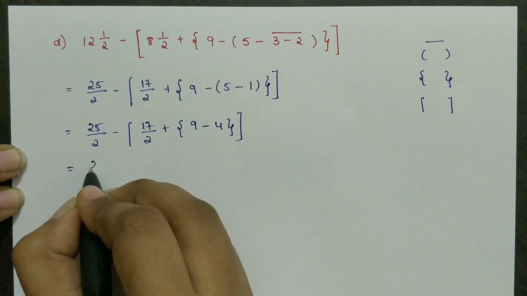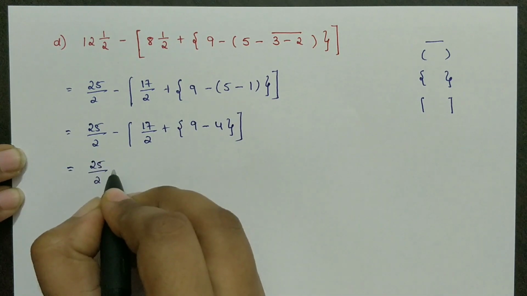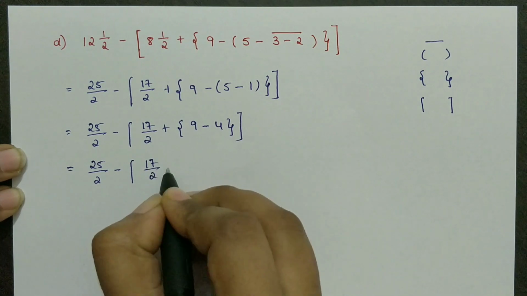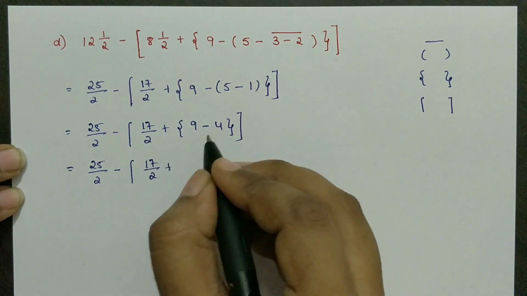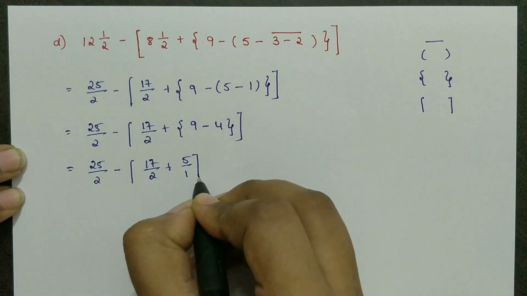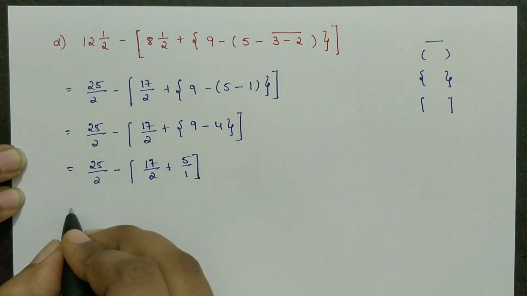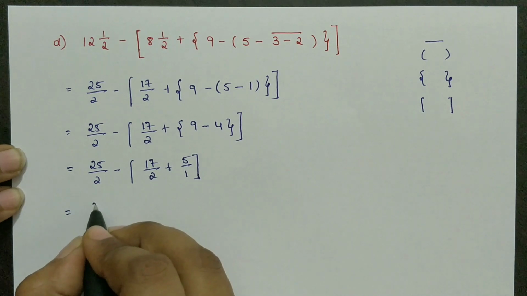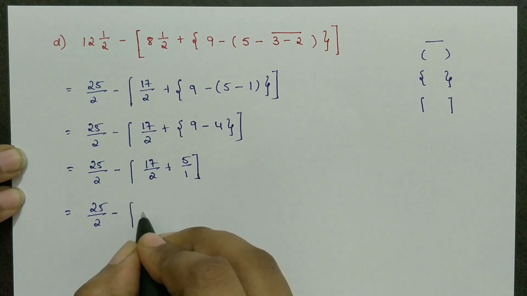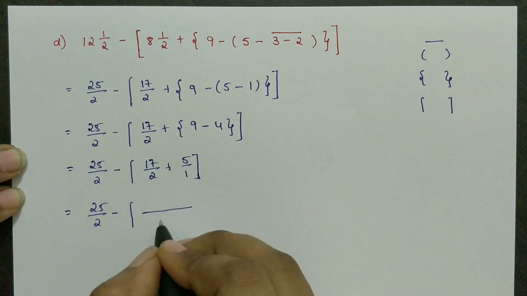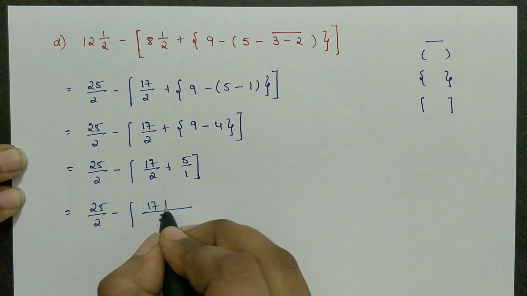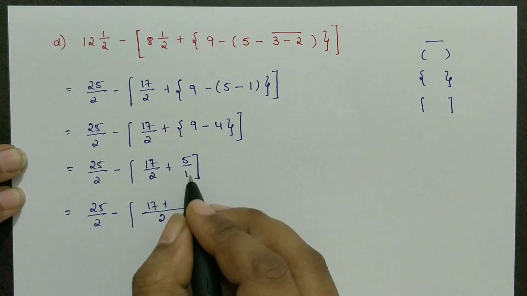Equal to 25 by 2 minus 17 by 2 plus 9 minus 4 is 5. Close the bracket. Equal to 25 by 2 minus: LCM of 2 and 1 is 2. 2 goes 1 time, 1 into 17 is 17, plus 1 goes 2 times, 2 into 5 is 10.